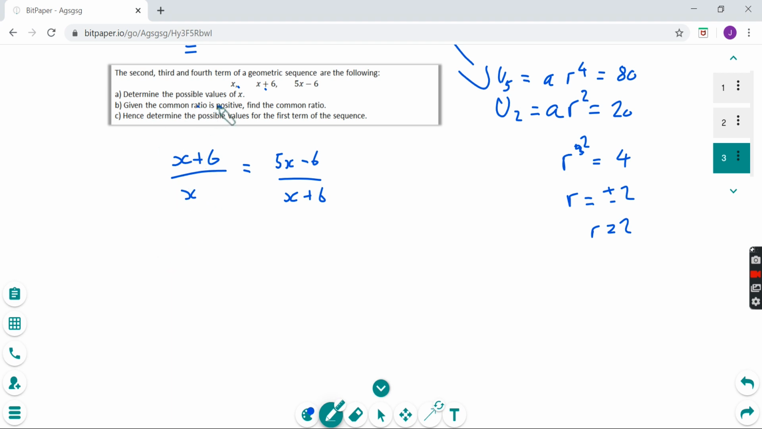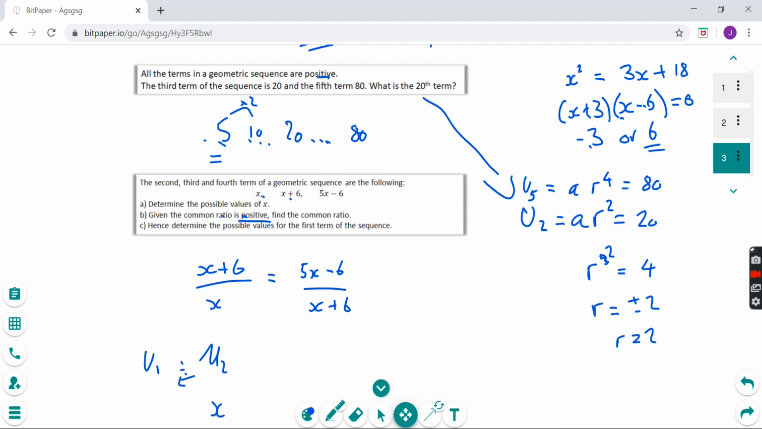Okay, so just make sure that your ratio is positive, and don't forget that you started off, x was your second term, so you'll need to go backwards, won't you? You'll need to divide to find your first term.